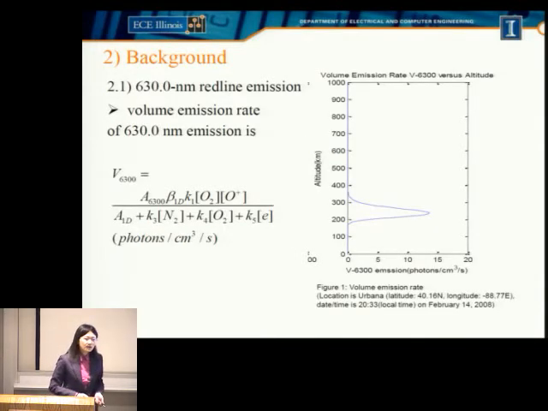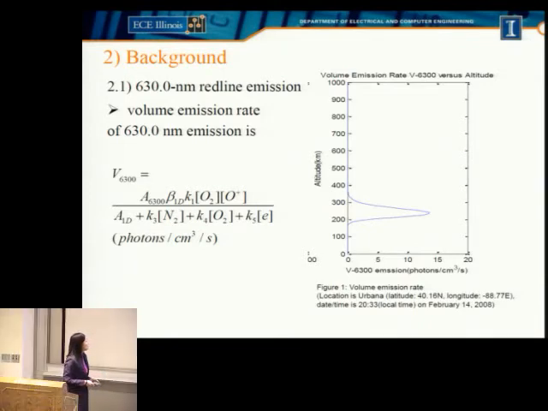So the method we're using here is a Fabry-Perot interferometer to observe the 630 nanometer red light emission in the atmosphere. I'll briefly talk about this topic. The 630 nanometer red light emission is caused by dissociative recombination, a complicated chemical reaction in the atmosphere. Anyhow, the emission intensity is shown in this plot as a function of altitude. The x-axis is intensity and the y-axis is altitude. It is clear that most of the intensity is concentrated between 200 and 300 kilometers, with a peak at around 250 kilometers.